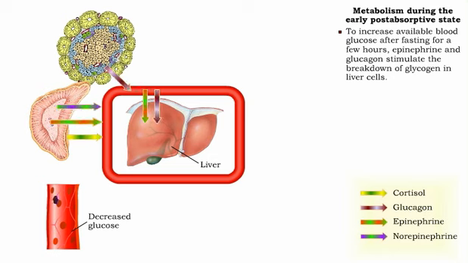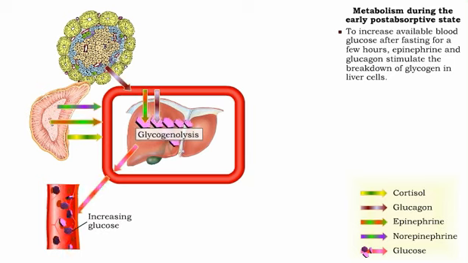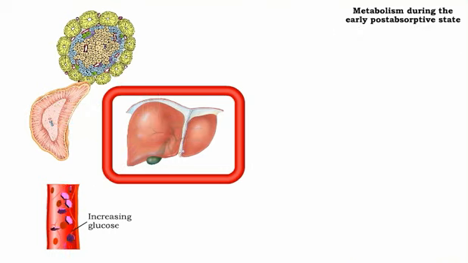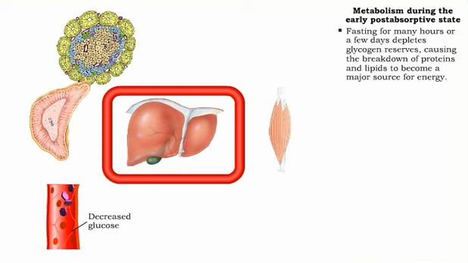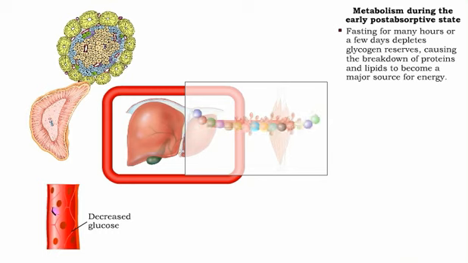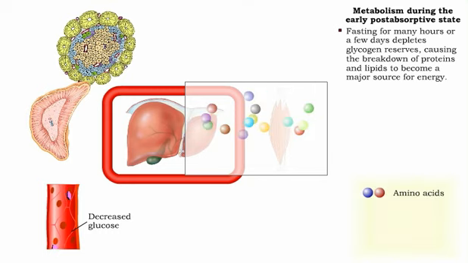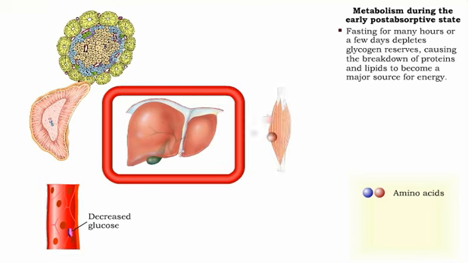After fasting for a few hours, epinephrine and glucagon stimulate the breakdown of glycogen in liver cells, thereby increasing available blood glucose. Fasting for many hours or a few days depletes glycogen reserves, causing the breakdown of proteins and lipids to become a major source for energy.